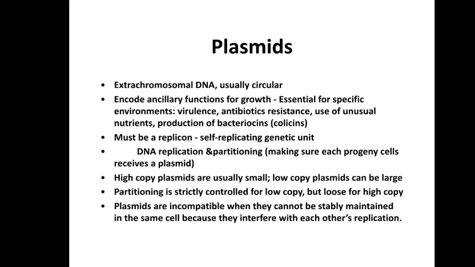High copy number plasmids are usually small. Low copy number plasmids can be large. Partitioning is strictly controlled for low copy number, but it is loose for high copy number since the copy number is high. Plasmids are incompatible when they cannot be stably maintained in the same cell because they interfere with each other's replication. So when you have more than one type of plasmid in a cell, the plasmid compatibility and incompatibility has to be checked with the organisms.